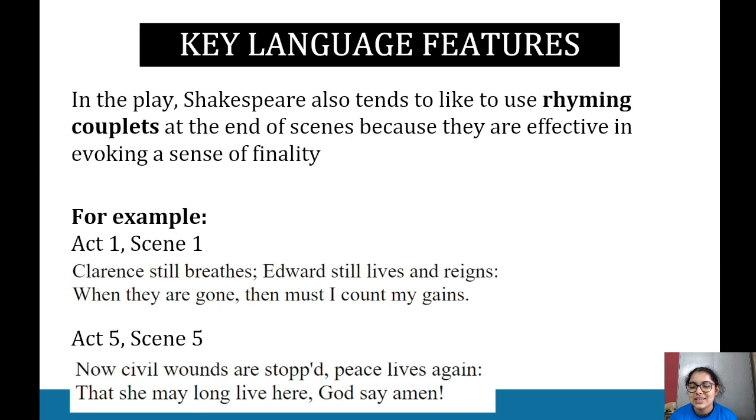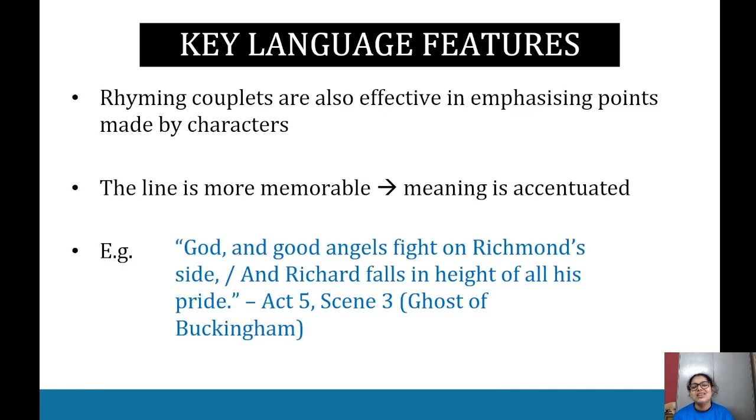Act 5, Scene 5, he says, "Now civil wounds are stopped, peace lives again." So again, if you think of that, it's about promoting Richmond as the bringer of peace and prosperity to England. "Now civil wounds are stopped, peace lives again. That she may long live here, God say amen." That she may live long here. And now you hopefully know who she is, which is Queen Elizabeth I. God say amen.